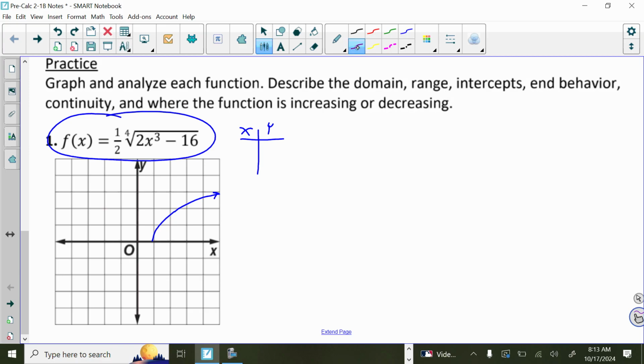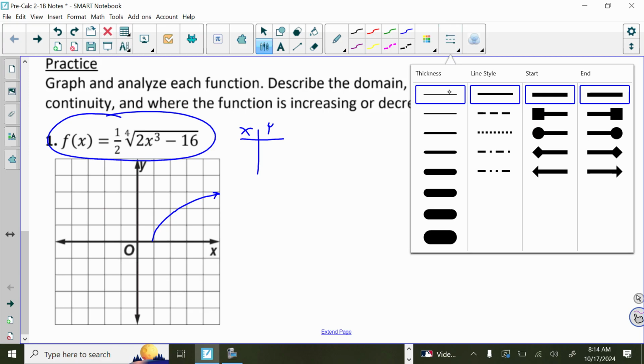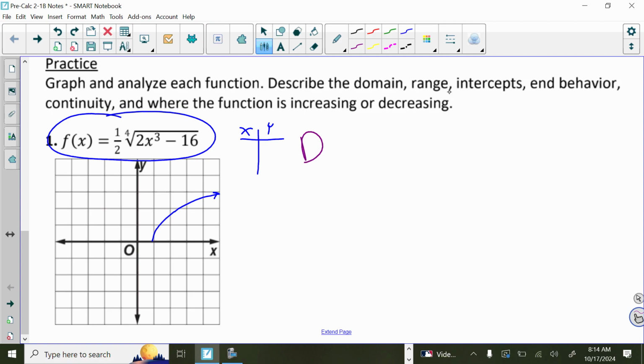Let's talk about the domain. In this case, the domain is 2 to infinity. As you can see, it includes 2 on x, but nothing to the left of it, so we have a bracket, and then it goes toward infinity. Your range is similar: it includes 0 on y and then goes up. As x keeps going, y keeps going, so your range is 0 to infinity.